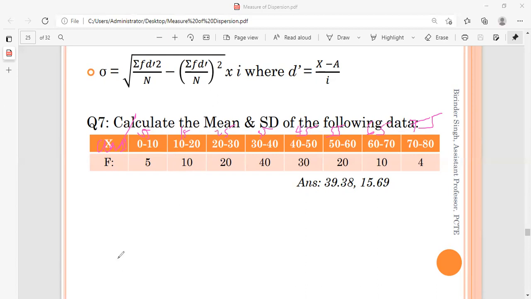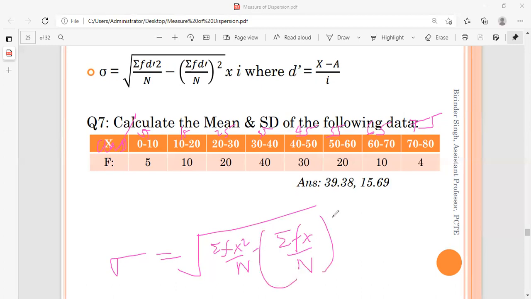You can apply the same formula. Sigma is equal to the square root of sigma fx square by n minus sigma fx by n whole square. Here, these mid values are to be treated as x. That is the main thing. And n stands for the sum of all the frequencies.